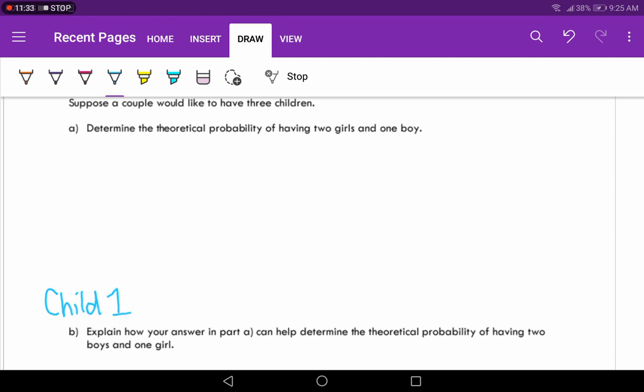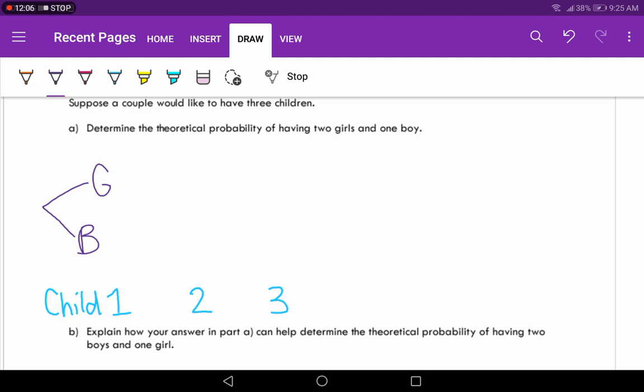Child 1, 2, and 3. And I realize that this is a little outdated in terms of gender, but let's just assume there's only 2 options for this example. Okay, we're talking about like the sex that you are born as. So the first child could be born as either a girl or a boy, right?